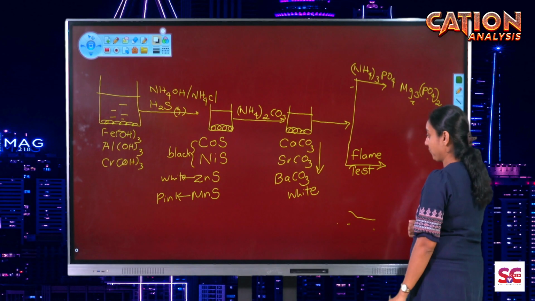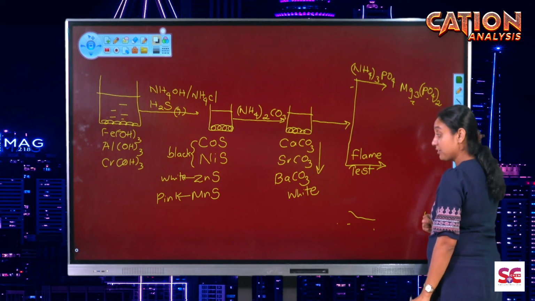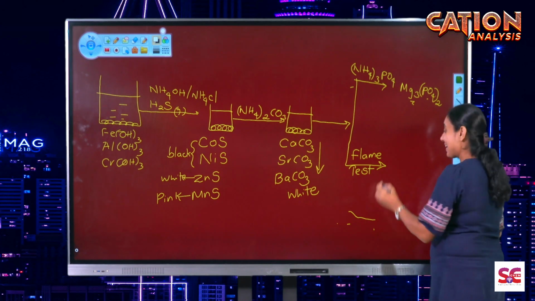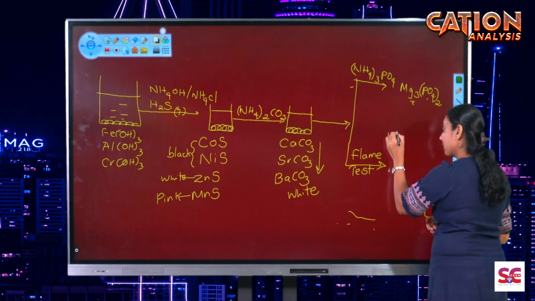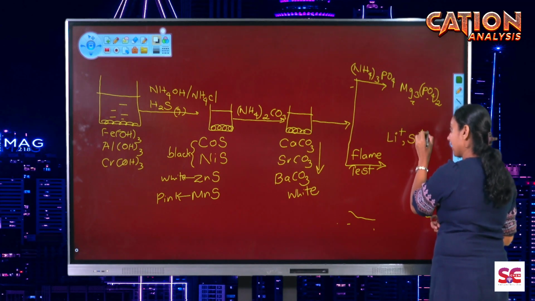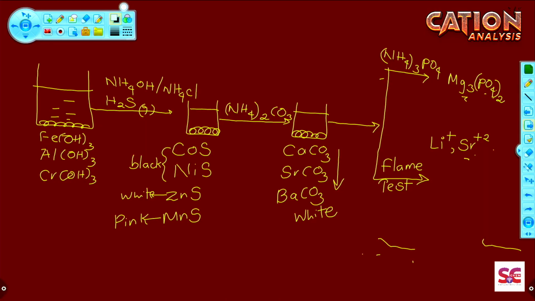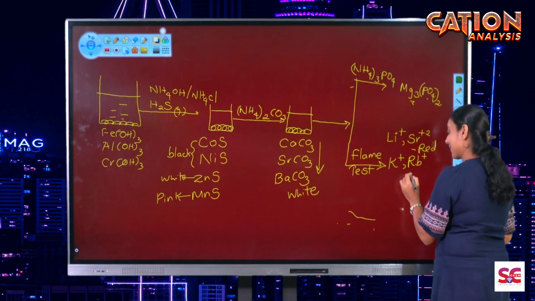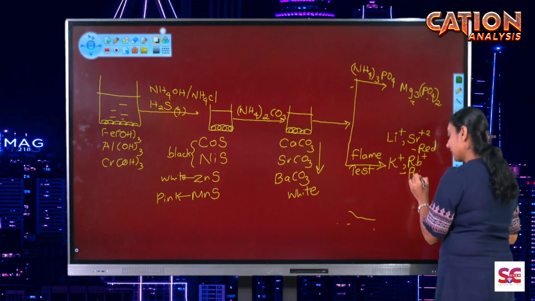Okay, let's see how to identify the flame test colors. Lithium, strontium, those are red color in flame. Potassium and rubidium, you can say potarubi, potassium and rubidium. Those are purple color.